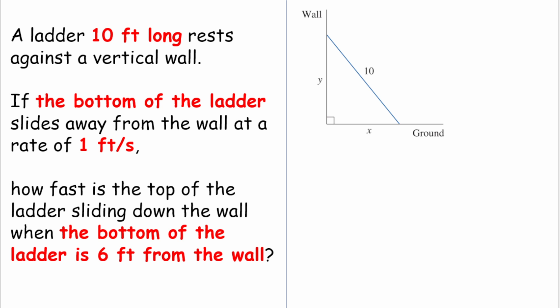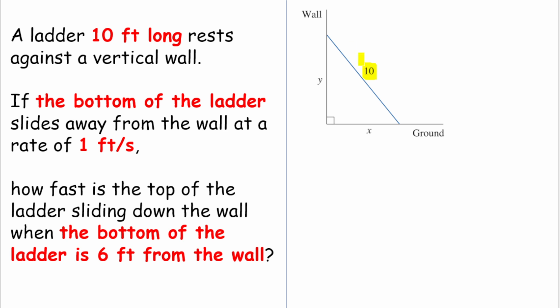A ladder 10 feet long rests against a vertical wall. If the bottom of the ladder slides away from the wall at a rate of 1 feet per second, how fast is the top of the ladder sliding down the wall when the bottom of the ladder is 6 feet from the wall? Okay, the ladder here is 10 feet long.